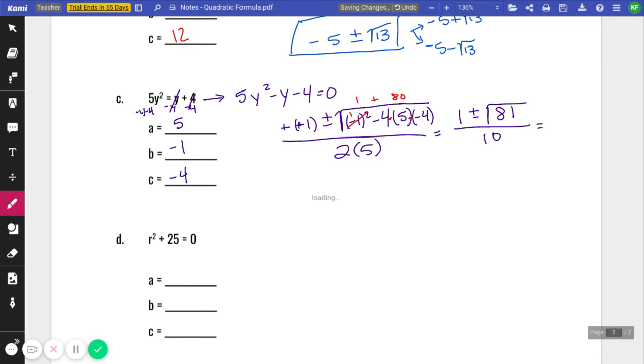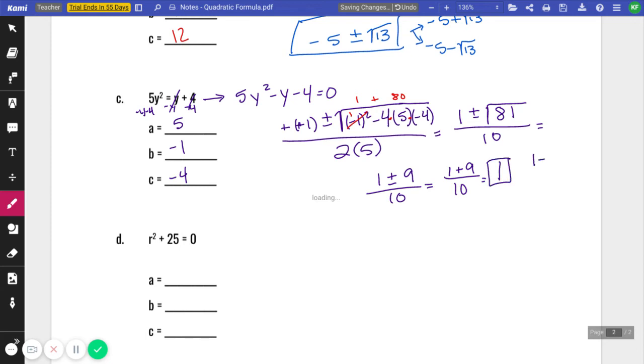One awesome thing about this problem is that 81 is a perfect square, so thankfully it should be a little easier. My discriminant is positive, so that means I'm going to have 2 solutions again. And I should get 1 plus or minus 9, because the square root of 81 is 9, divided by 10. So when I split those up, since I have all numbers here, I can make my answer even more simplified. I would have 1 plus 9 over 10, which simplifies to 1.